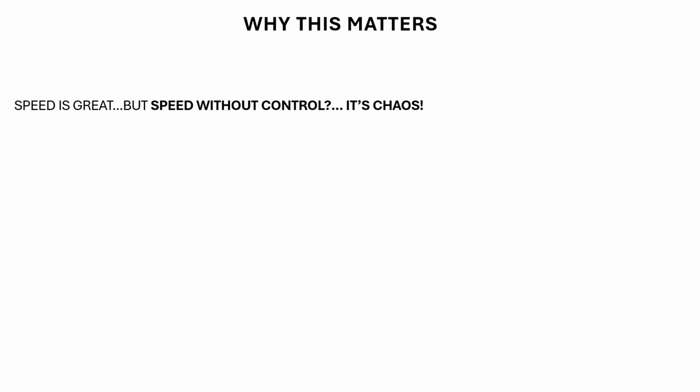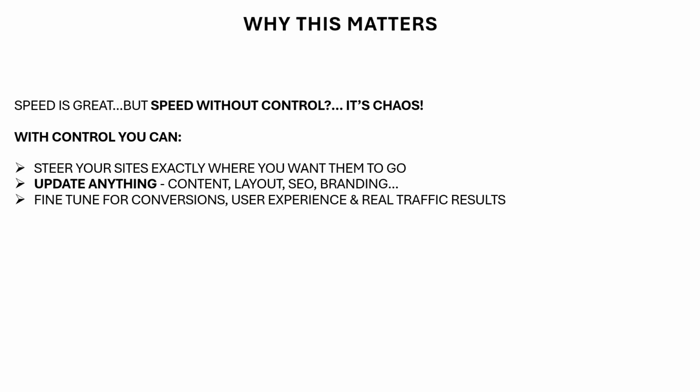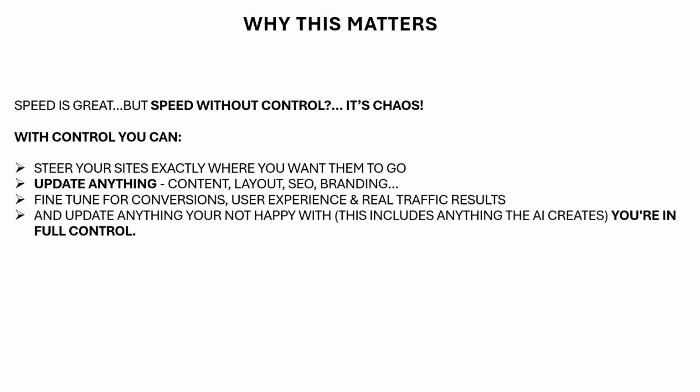So why does this matter? Speed is great. But speed without control, it's chaos. With control, you can steer your sites exactly where you want them to go. You can update anything: content, layout, SEO, branding, you name it. You can fine-tune for conversions, user experience, and real traffic results. And you can update anything you're not happy with. And this includes anything the AI creates.